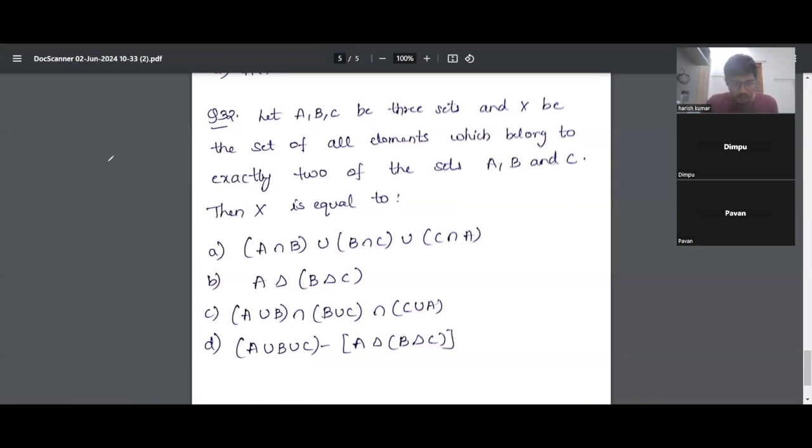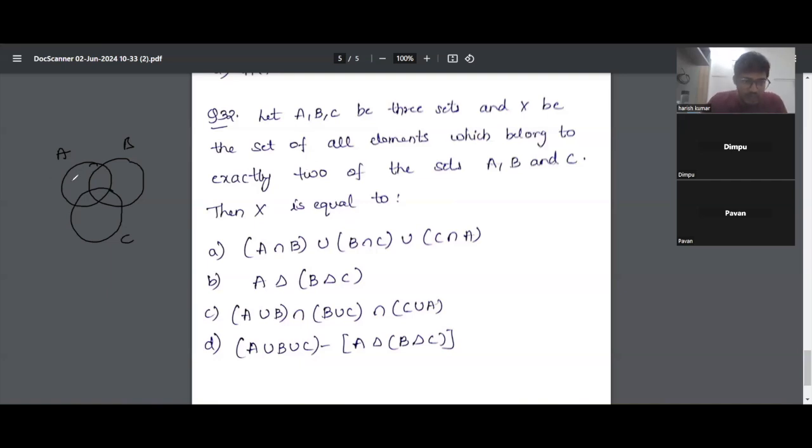Okay, so first let's try to understand. Let A, B, C be three sets. Again we have to solve this with the help of a Venn diagram. So three sets A, B and C, and X is the set of all elements which belong to exactly two of the sets. That means an element should be in exactly two of the sets, right?